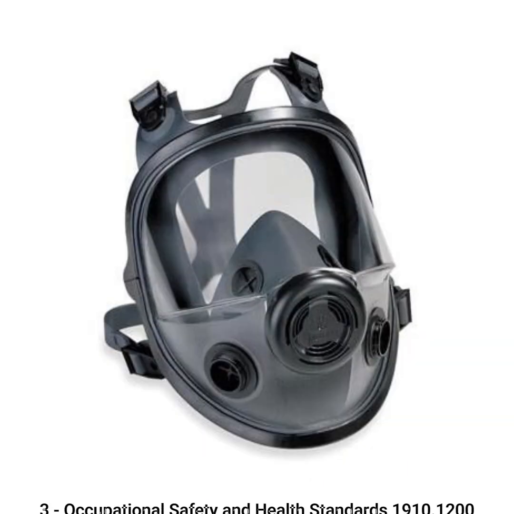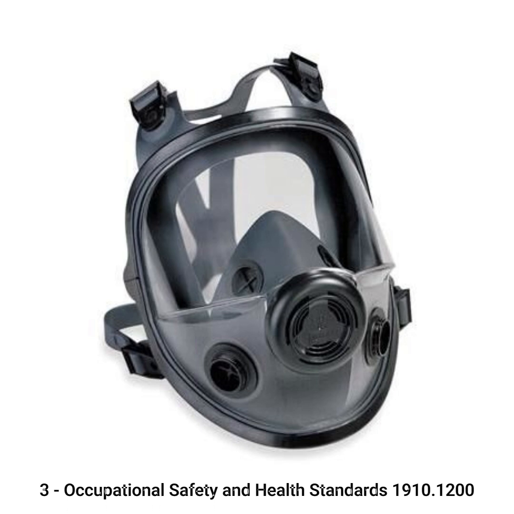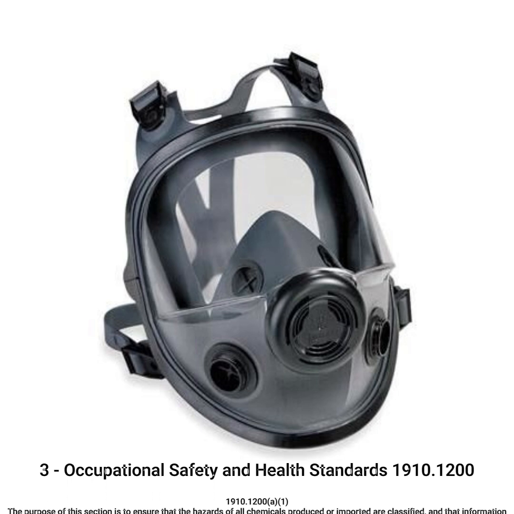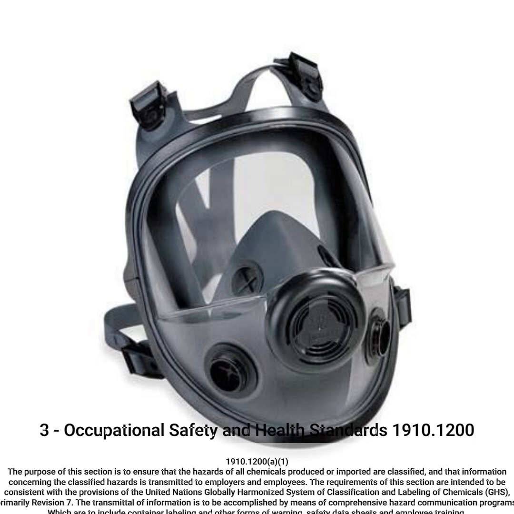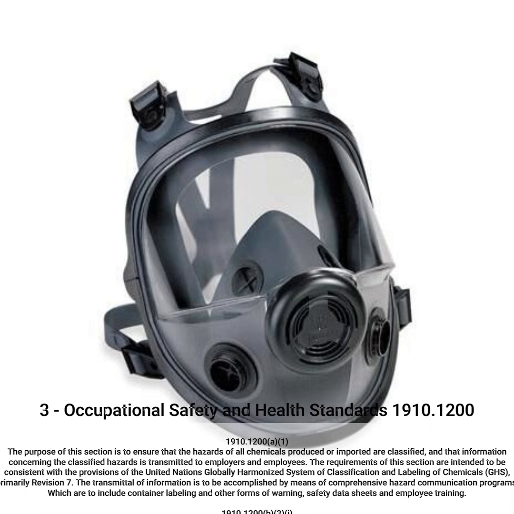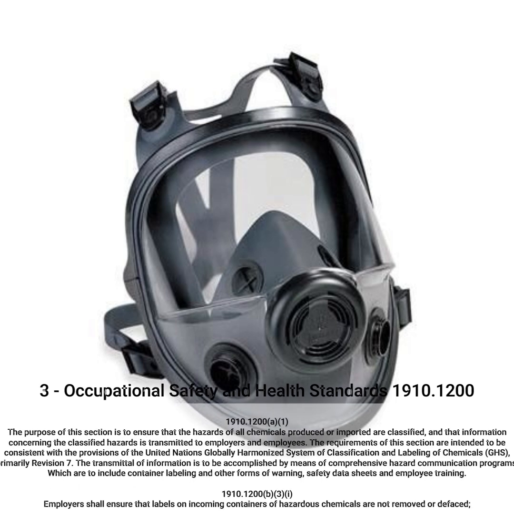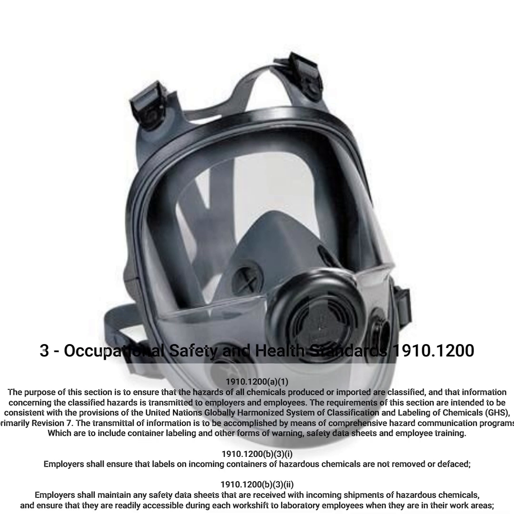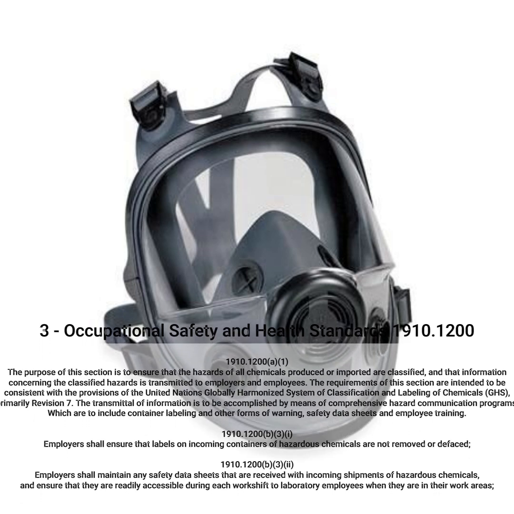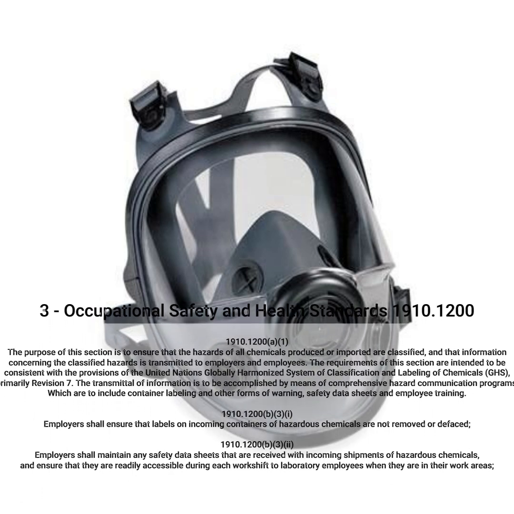Number 3. Occupational Safety and Health Standards. 1910.1200. 1910.1200A. The purpose of this section is to ensure that hazards of all chemicals produced or imported are classified, and that information concerning the classified hazards is transmitted to employers and employees.